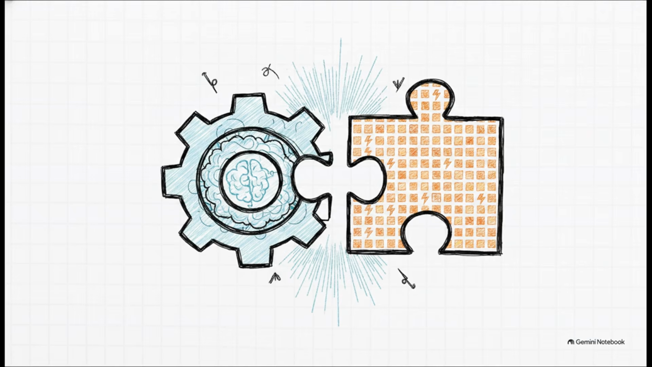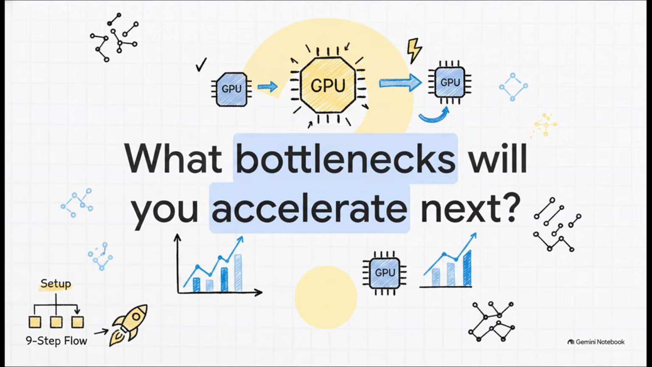You get the complex logic and fine control of the CPU, paired perfectly with the raw, massive parallel calculating power of the GPU. Now sure, it takes a bit of setup to manage those two completely separate memory spaces, but when you master that 9-step flow, you unlock some seriously incredible performance.